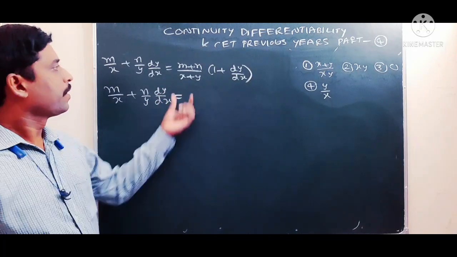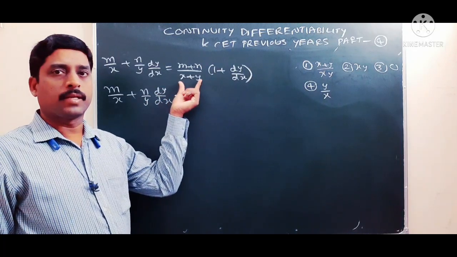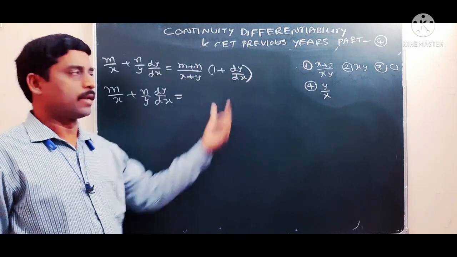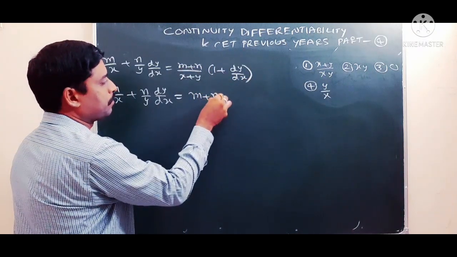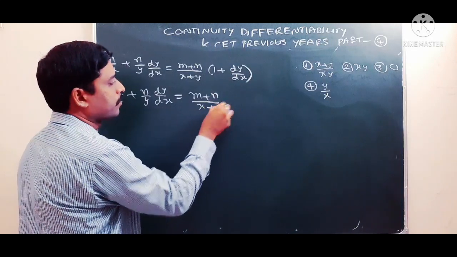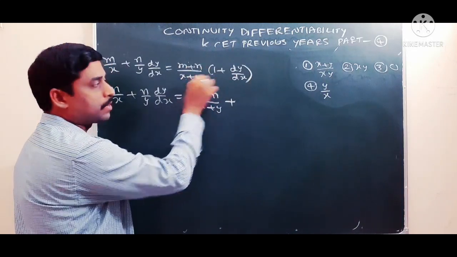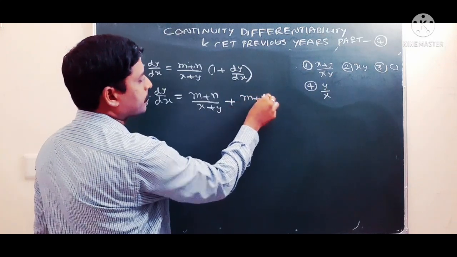This would be m plus n by x plus y multiplied with 1 plus dy by dx. That is, m plus n by x plus y into 1, m plus n by x plus y, plus m plus n by x plus y into dy by dx.